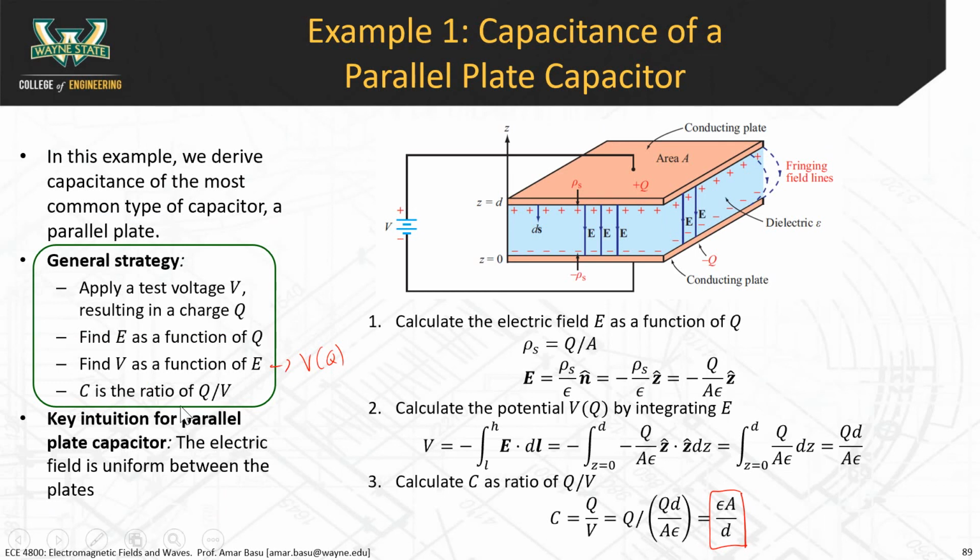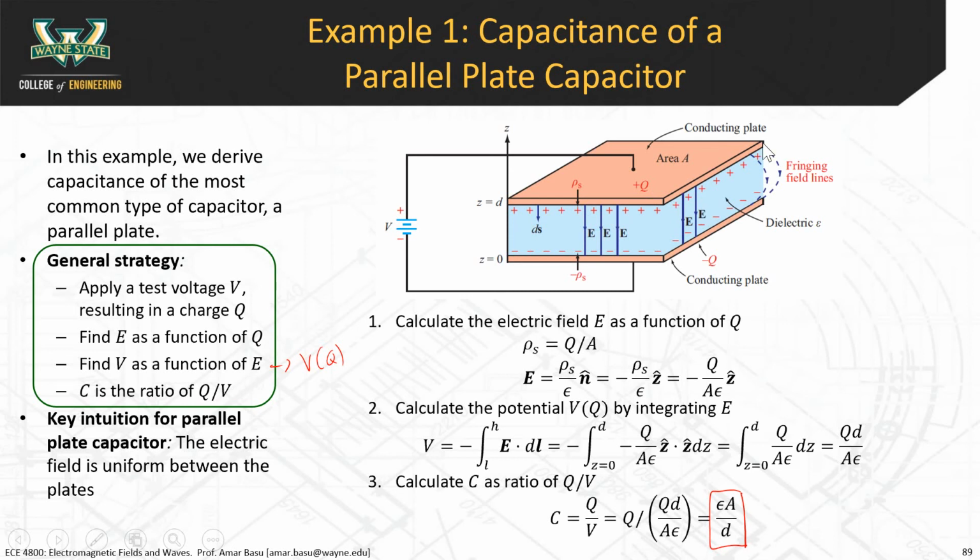So keep that in mind. Just always think about what is a key intuition for this problem. Well, one of the intuitions we know is that in a parallel plate capacitor, the electric field lines are uniform everywhere. They're the same everywhere, in between those two plates.